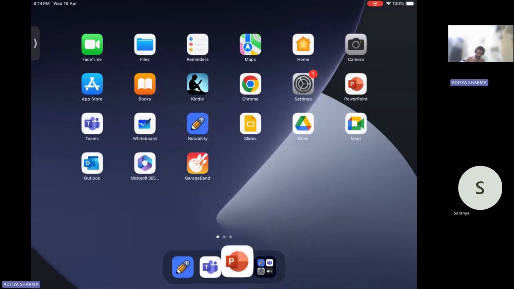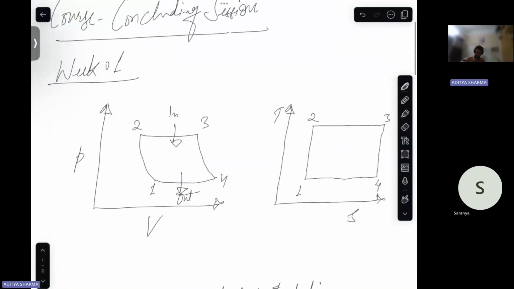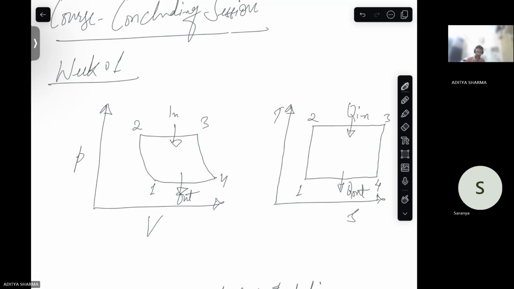Then the Carnot cycle, because it has been discussed here also. So I'll take help of this TS diagram only, right? So this basically is Q in, right? Q out, right? This is your turbine work. Here you give work, W pump. From here you get work. This is WT, right? So this is your Carnot cycle.